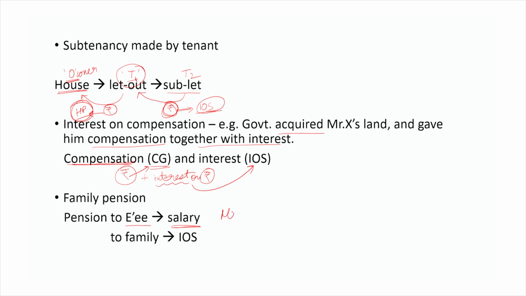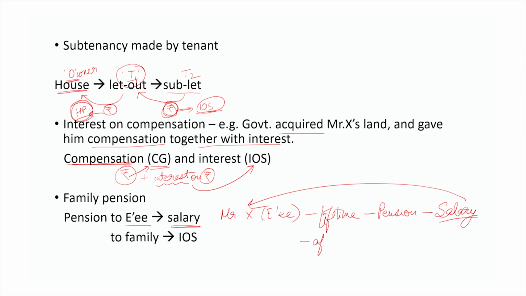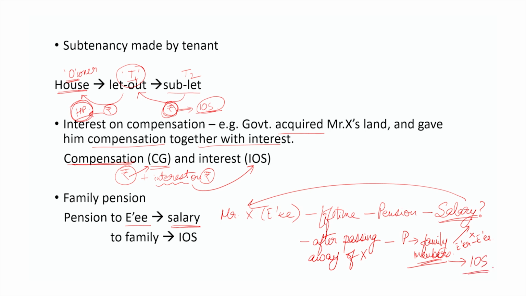So let's say for example, this person Mr. X was the employee. Now during his lifetime, he is receiving the pension, and that would be considered as salary in the hands of Mr. X, right? But now once he passes away, the pension will go into the hands of the family members. And when it gets into the hands of family members, can we call it salary at that point of time? We can't. Why? Because there is no employer-employee relationship between the family members and the amount that is coming into their hands, right? So at that point of time, the very same amount becomes income from other sources in the hands of those family members.